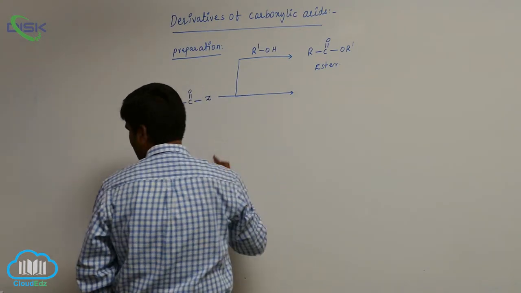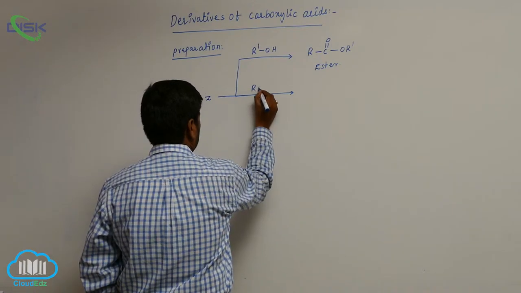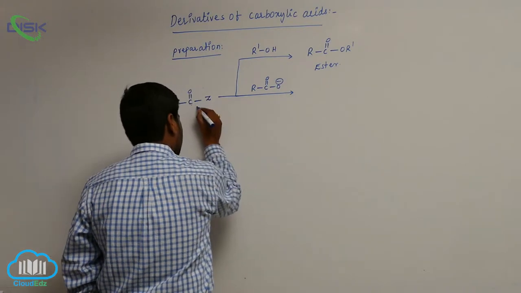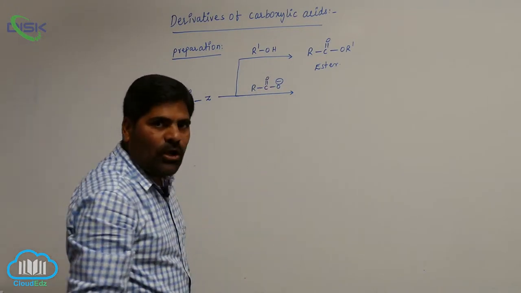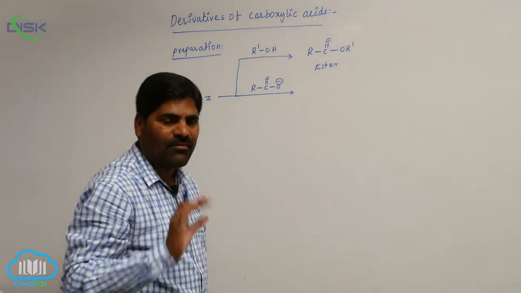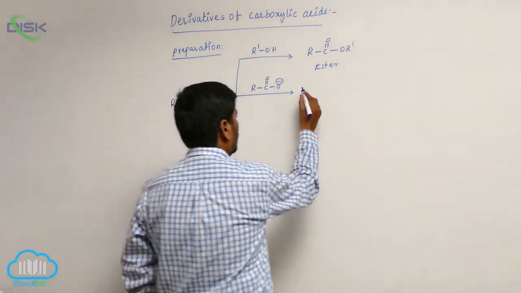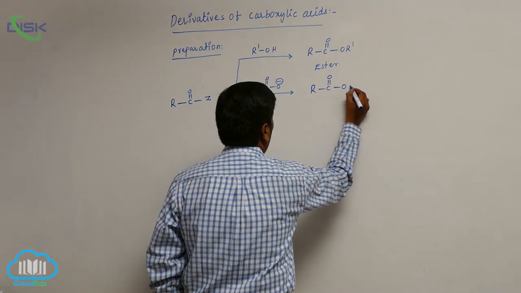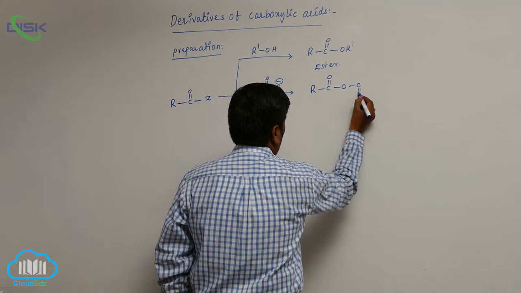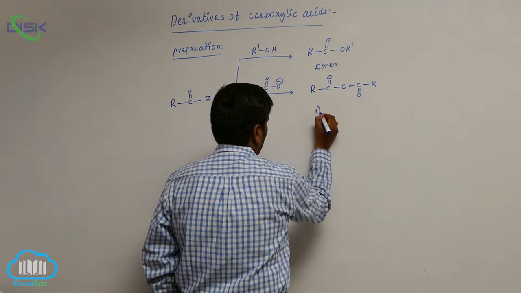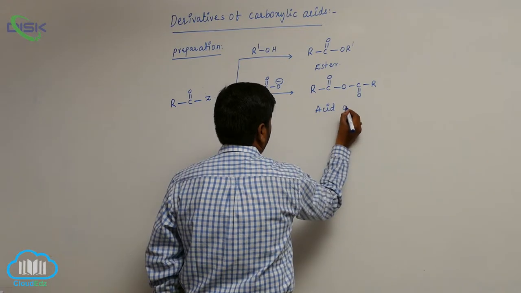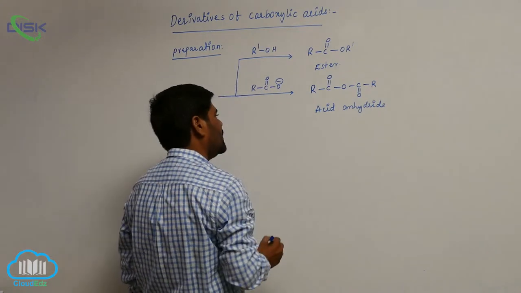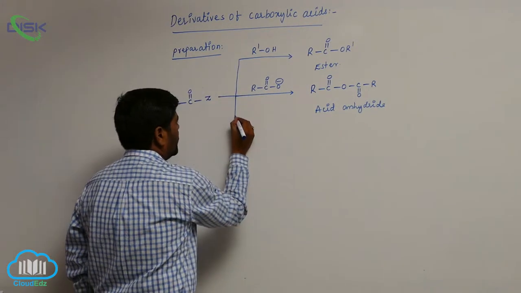Second one: if these react with a carboxylate ion, which replaces the leaving group, all are acyl nucleophilic substitution reactions, as I discussed earlier. Therefore, R C double bond O, O, C double bond O R. This is acid anhydride.